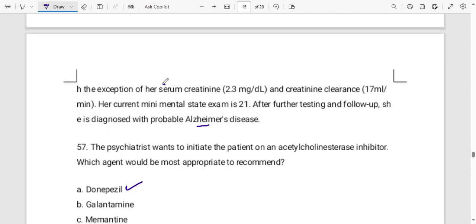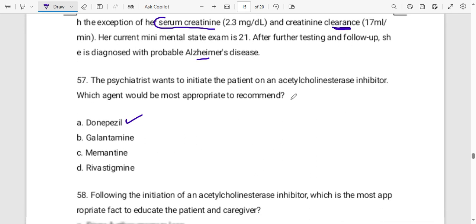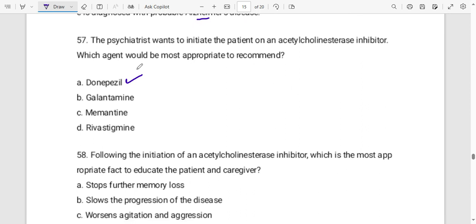So here you can see the creatinine clearance is 17. That's very low, so it means that there is some kind of problem in the kidney. And this drug is not excreted there, so it's going to be better because it will not lead to those toxicity issues. Memantine is not even an acetylcholinesterase inhibitor, it's actually an NMDA antagonist.